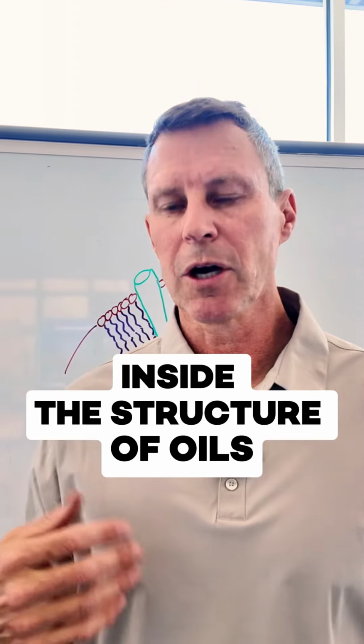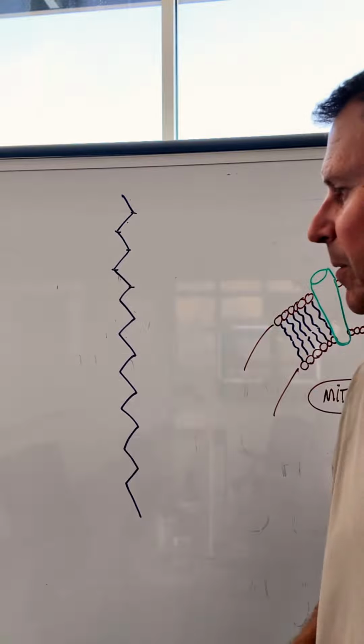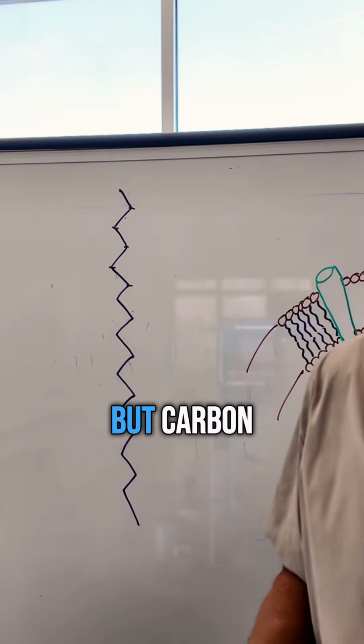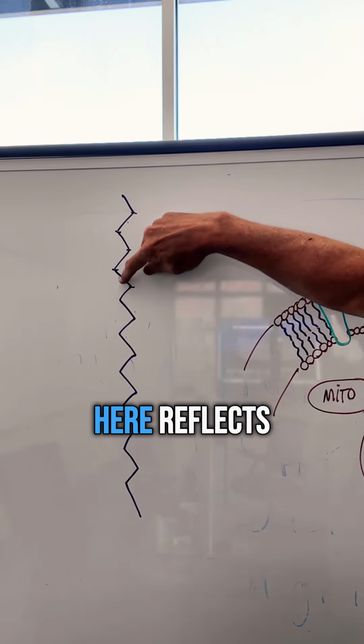What in the world constitutes an oil? All of these words I'm using, so lipids. Lipids are a long chain of carbons. Now, you might have to look up carbons, but carbon is an element that many organic things are made out of. Each point here reflects a carbon.